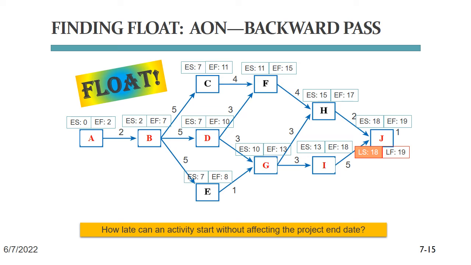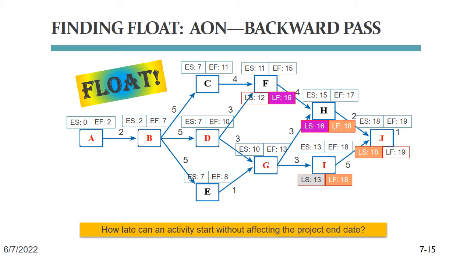Let's move on to I and H because they feed into J. If task J's late start date is day 18, that is the late finish date for both I and H. Since I takes 5 days, that makes day 13 the late start date for task I. And with 2 days from day 18, that makes day 16 the late start date for task H. For task F, that means a late finish date of day 16. And because 16 minus 4 is 12, a late start date of day 12.